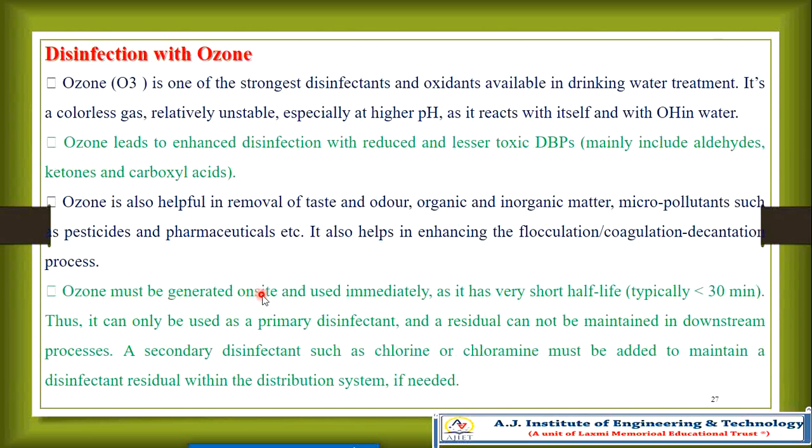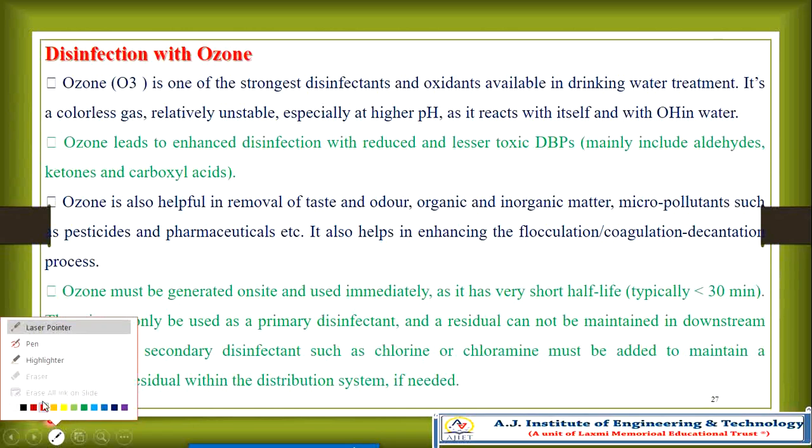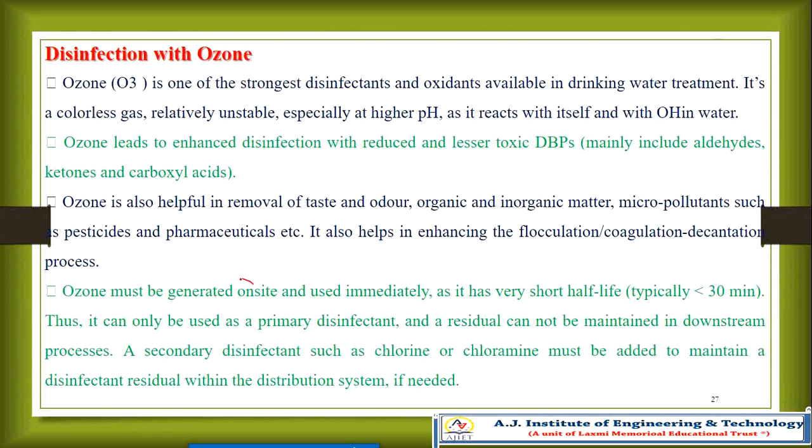Ozone must be generated on site and used immediately. So please remember, ozone must be generated on site and used immediately. This is one of the main factors. Used immediately, as it has a very, very short half-life, typically less than 30 minutes.